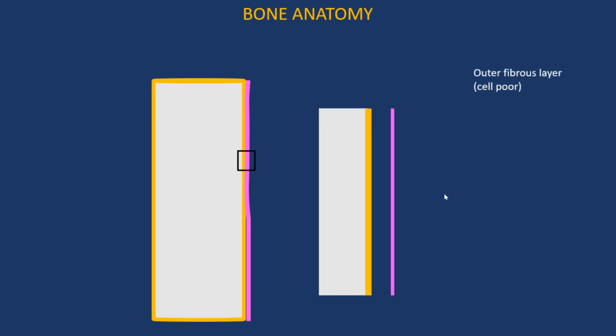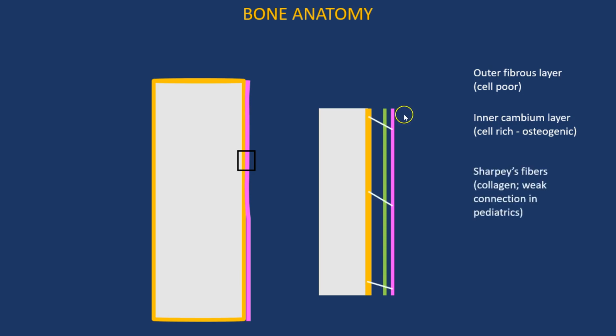So if we zoom in on this bone, we see the periosteum has two discrete layers. One is an outer fibrous layer, that's cell poor, and the inner layer, rather, is a cell-rich osteogenic layer. There's a lot of undifferentiated osteoid cells in here and osteoblasts within this layer. Connecting these layers to the underlying bone are Sharpey's fibers, collagen fibers. Now these fibers have weak connection in pediatrics. This explains a number of the unique pathologies we see in our pediatric athletes, things like periosteal sleeve avulsions, things like periosteal hematomas as well.